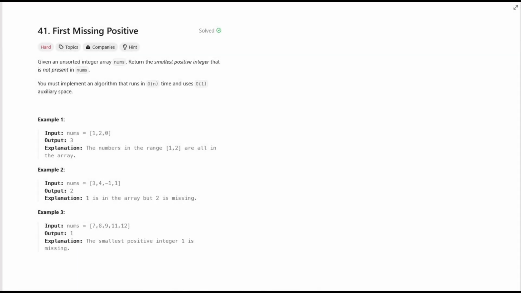Hi guys, so today we'll be solving the Leetcode daily challenge. It states that you should be finding the missing positive. So you will be given an array, and inside this array you have to find out the first missing positive.